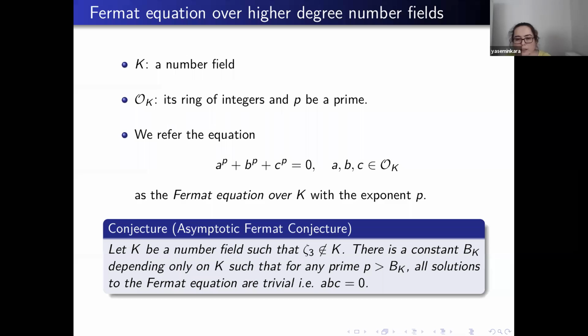And you can ask again, why does it say for primes bigger than a constant which depends on K? It doesn't say for all primes. The reason is that for smaller primes, on some number fields, you can find solutions. Okay, so there are solutions. So this is why we have the asymptotic Fermat conjecture. So that's the statement. Any questions about the statement?